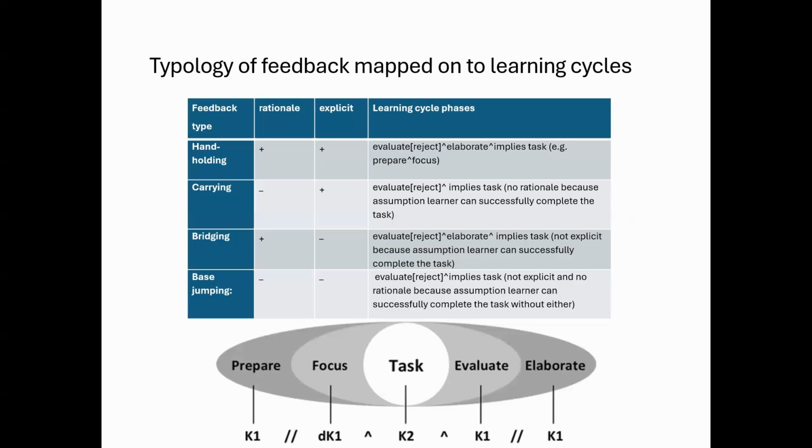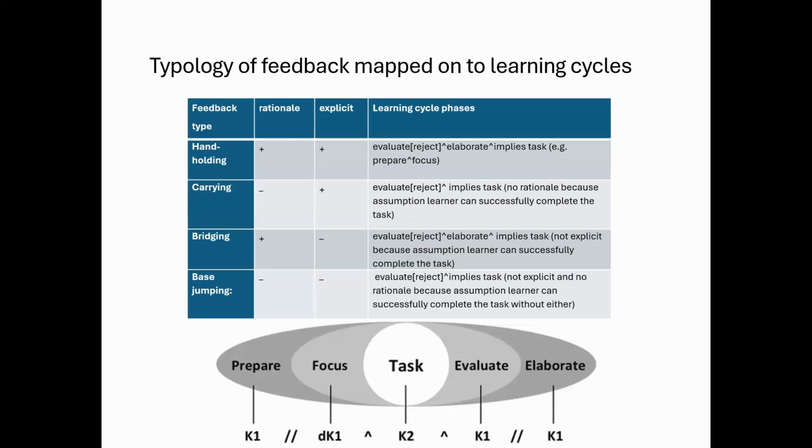So I started to see that feedback is a dynamic process, not just about returning a piece of paper with red marks on. With the base jumping, when there's no rationale, when it's not explicit, Shushi Dreyfus and others make this point in the book, it's a risky strategy, and it's risky because the assumption is the learner can successfully complete the task without any rationale, without any explicit correction.